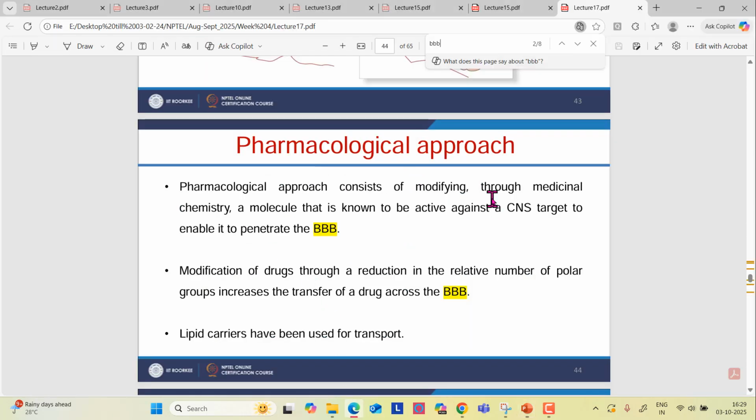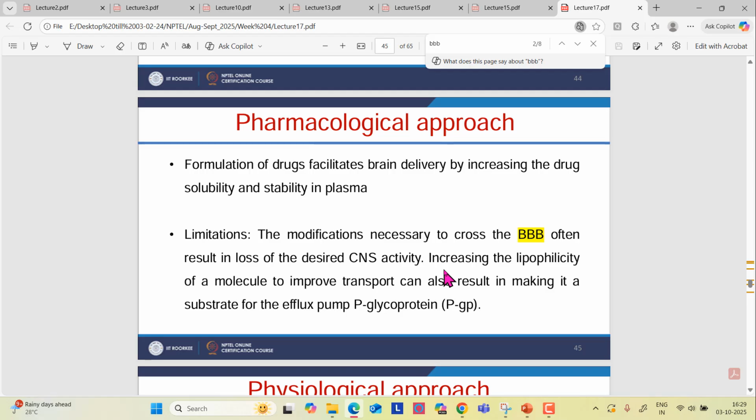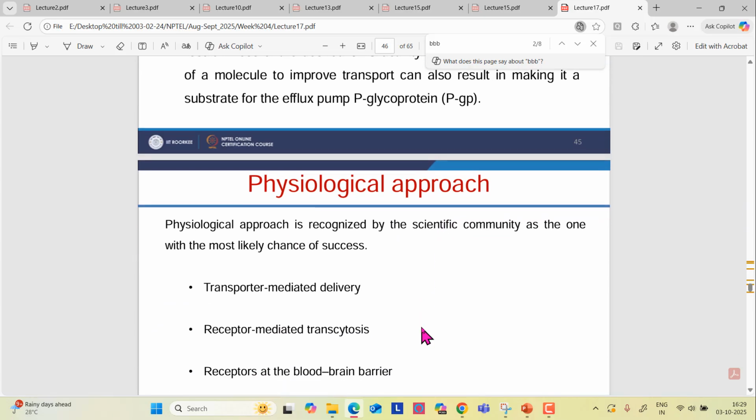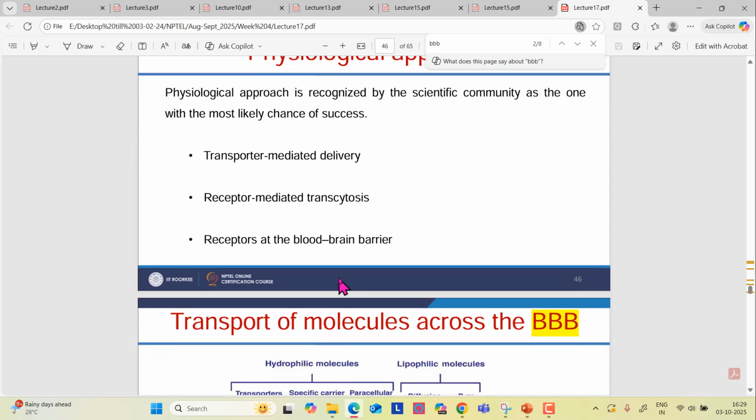So it is written that it consists of modifying, through medicinal chemistry, a molecule that is known to be active against the CNS target to enable it to penetrate. So lipid carriers have been used for transport. That also can happen, right? Mm, I'm confused between B and C. Physiological approach is recognized by the scientific community as one of the most likely chances of success. Transporter mediated, receptor mediated.